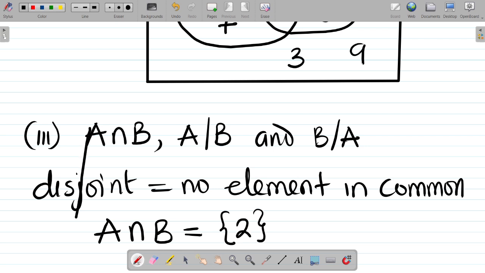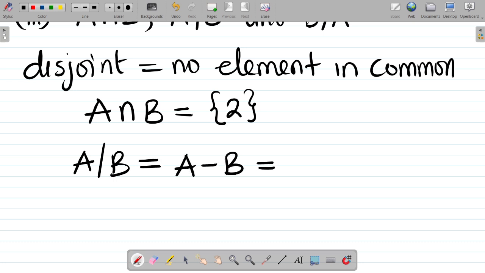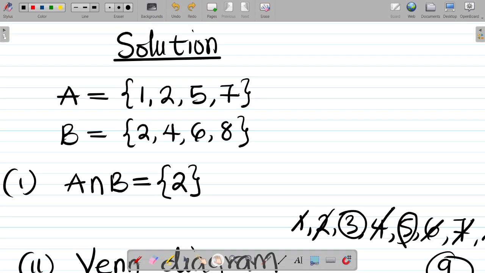Okay. Next up, let's get A slash B. What does A slash B mean? That becomes a question. Now note that A slash B is the same thing as me saying A minus B. And what A minus B means is that I look for those elements in A that are not in B. So look for the elements in A that are not in B. So come to this question here.